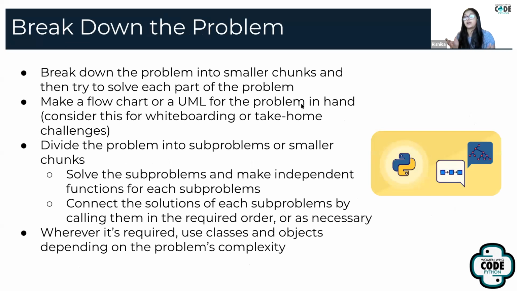Next is breaking down the problem. I did touch on this, but to reiterate, we want to break down the problem into smaller chunks or components and then try to solve each part. One thing you can do is make a flow chart or a UML diagram for the problem in hand. You might only be able to do this if you have a whiteboarding interview or a take-home challenge, because if you're sharing your screen and coding in a more traditional phone or computer interview, you won't really have the chance. But you can sketch out a diagram on a piece of paper, or write out some things in plain English.